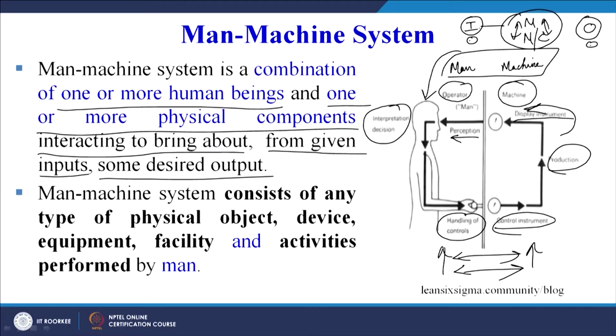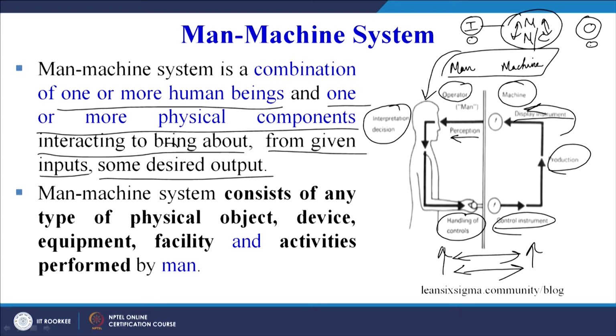That is the basic definition, and this interaction between man and machine is very important, because if we are not able to control this interaction in the best possible manner, the output is going to be faulty, and a faulty output means the organization may suffer a lot of losses. Therefore importance has to be given to this interaction between the man and the machine. So the man machine system is a combination of one or more human beings and one or more physical components interacting to bring about, from given inputs, some desired output.